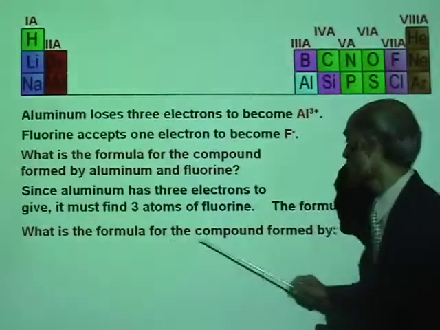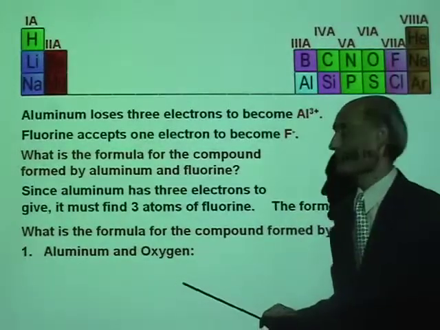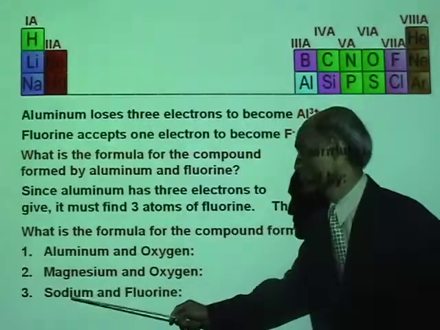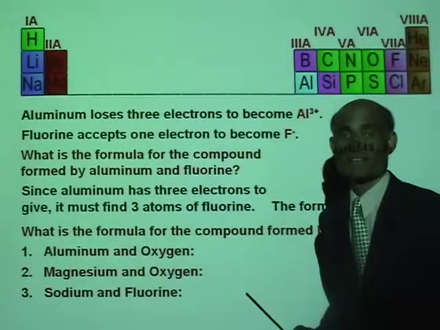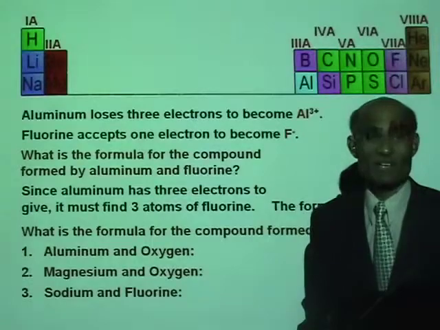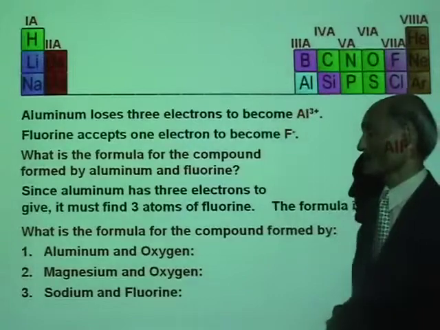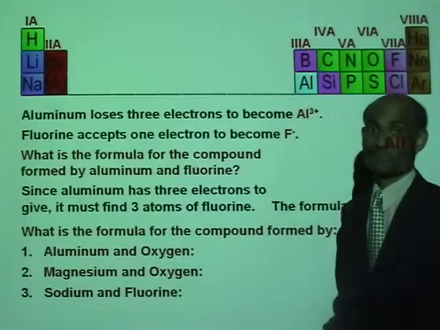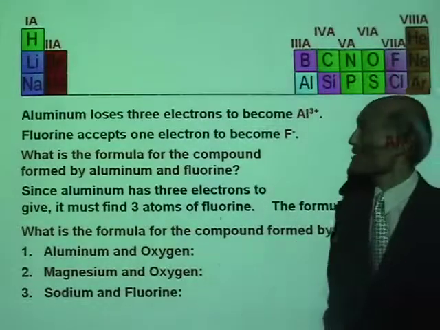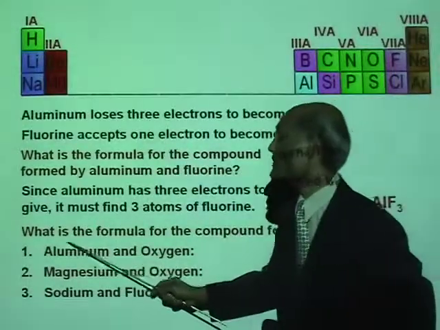Alright, what is the formula for the compound formed by aluminum and oxygen? Magnesium and oxygen. Sodium and fluorine. I want you to do these, and here again you have extra credit. Now what I'm going to do is, I will show you one more, aluminum and oxygen. Well, and then you'll have to work out the remaining. Okay, shall I write it down here for you? I'm going to go to my whiteboard and start like this.